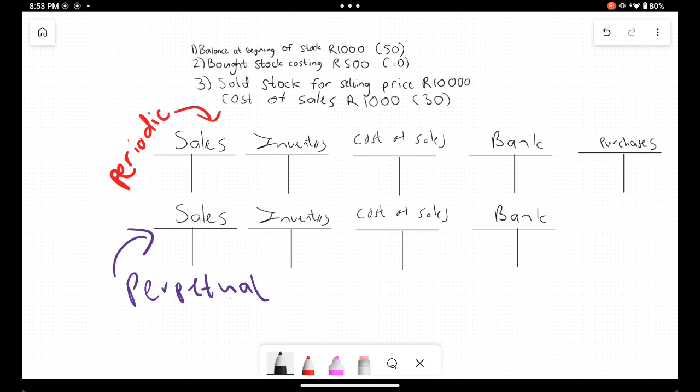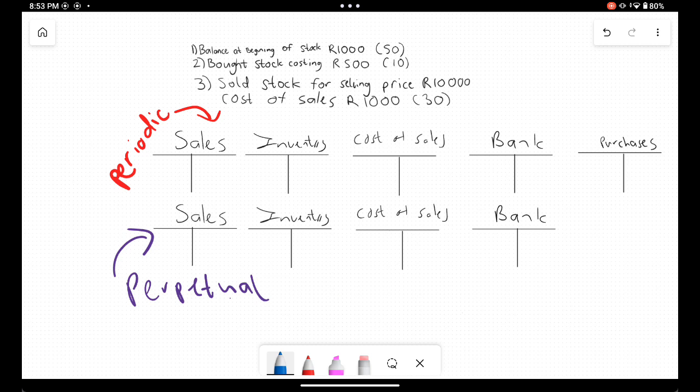See? Okay, so now let's start this whole system to show how it works. I want you to look at it very, very carefully, at how we're doing it. Let's change colors over here so you can see it better. Okay, let's start. Balance at beginning of the stock, 1,000 rand. So obviously it'll be balance brought down of stock, 1,000 rand.